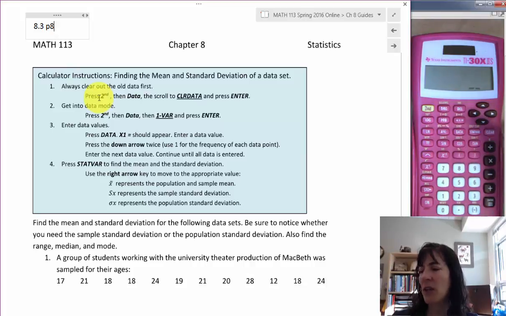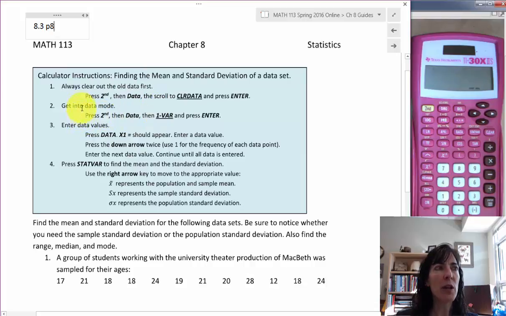Well, first I have to tell it what kind of data I want to enter, and for right now we just have one variable of data. It's just one set of numbers. There aren't pairs of numbers, which we'll have later, but it's just one variable. So we need to tell the calculator to go into the data mode for one variable.